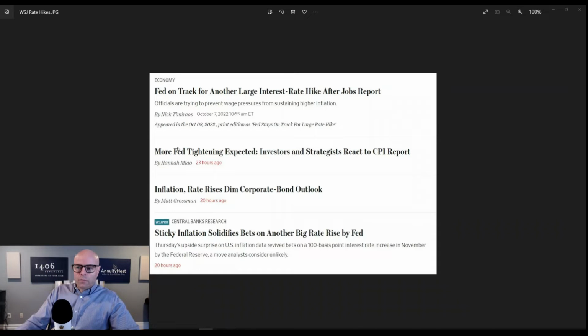So just headlines from the Wall Street Journal. Fed on track for another large interest rate hike. More Fed tightening expected. Inflation. Rate rises dim corporate bond outlook. Sticky inflation solidifies bets on another big rate rise by the Fed. The next Federal Reserve meeting is early November, and the consensus seems to be that they're going to raise rates by another 3/4 of a point.